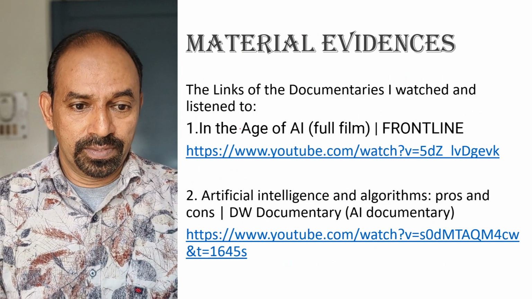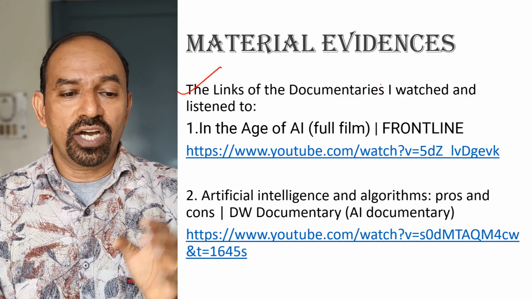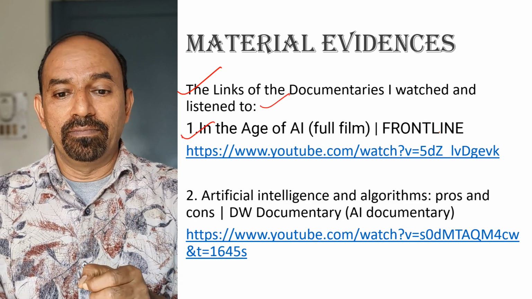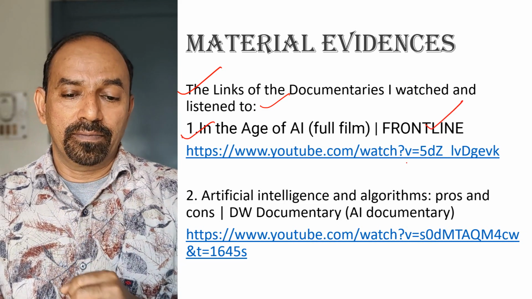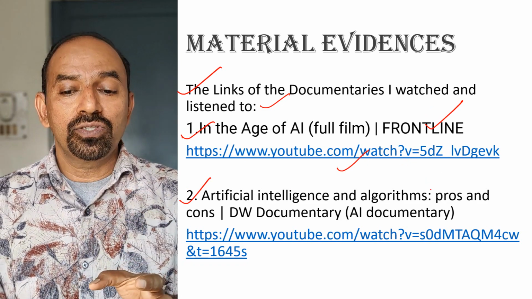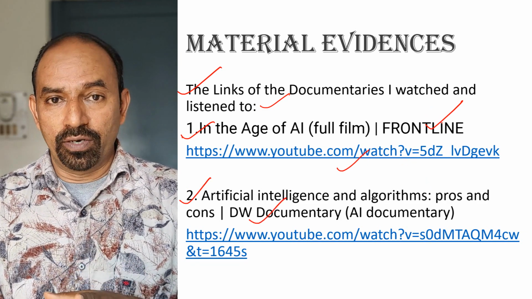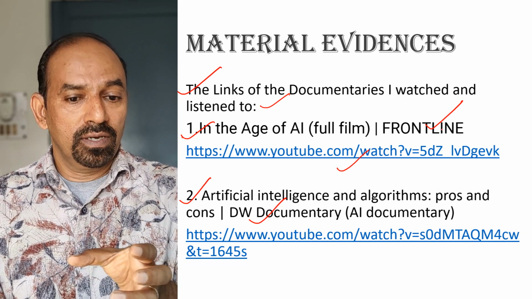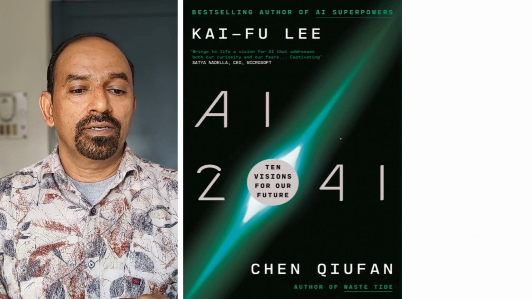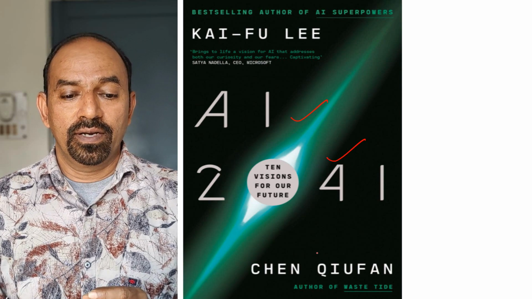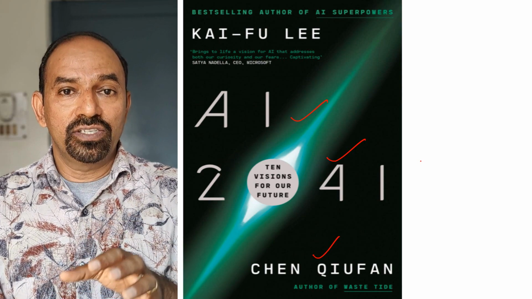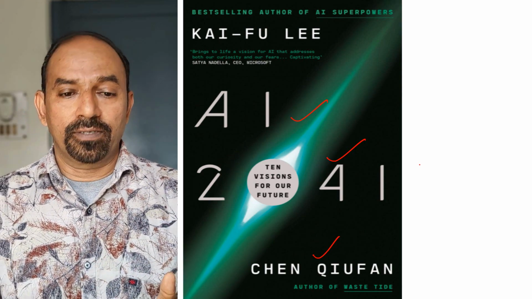Material evidences. The links of documentaries I watched and listened to. First, In the Age of AI, full film, cast by Frontline, its link. Then second, Artificial Intelligence and Algorithms, Pros and Cons, a DW documentary. This is German-based television. Its link. Next, AI 2041, written by Chen Qiufan, a book on artificial intelligence assets and its future prospects.